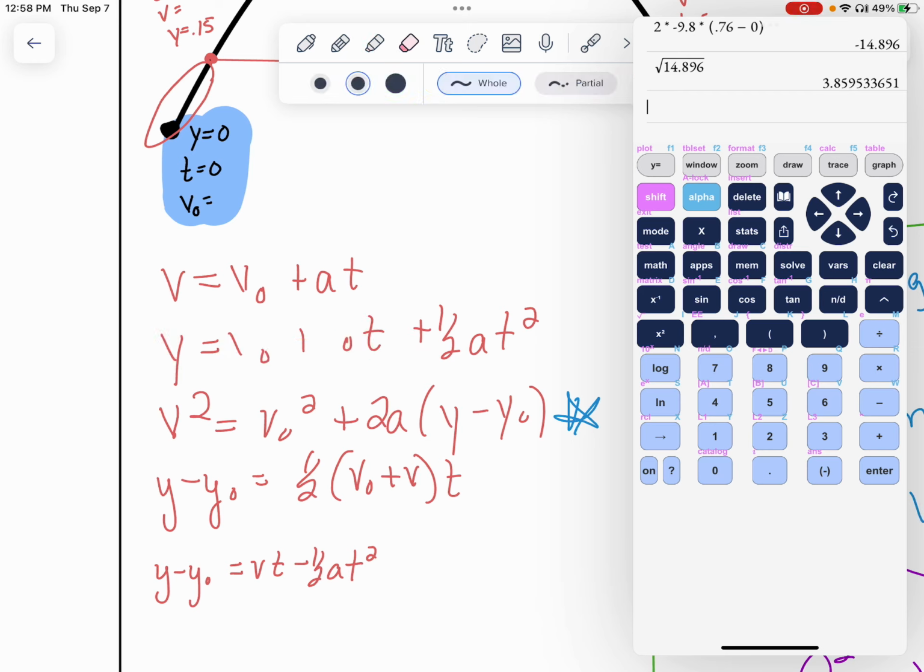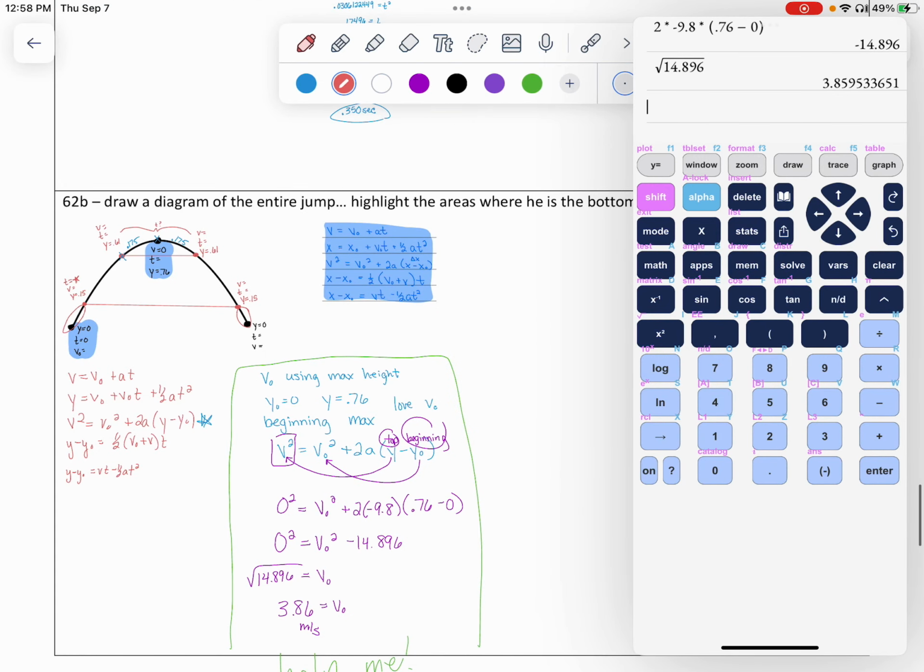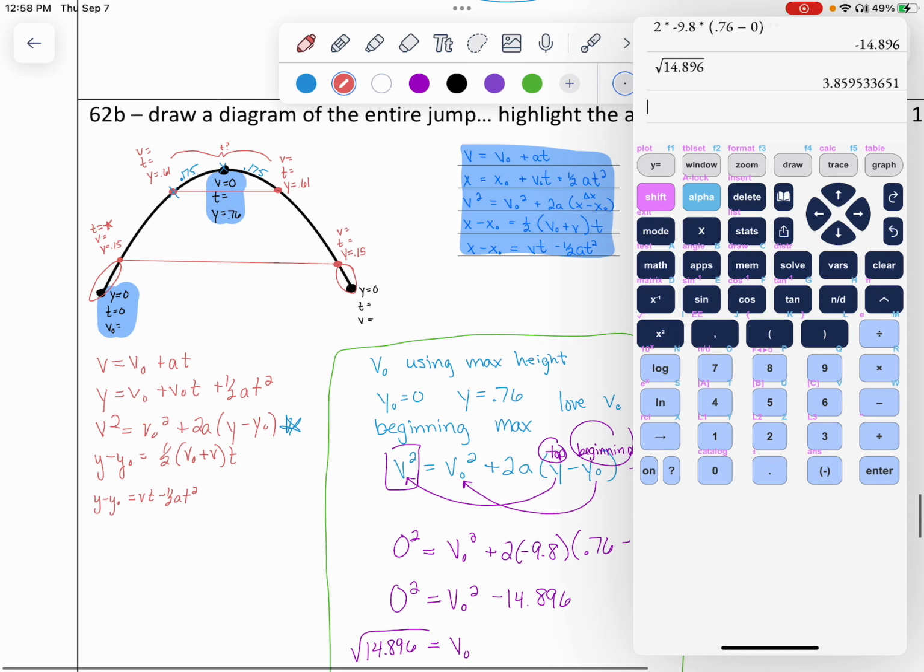Okay, so I just erased something. Oh my dear heavens. Hopefully that's right. That was a Y. Got excited with my eraser.